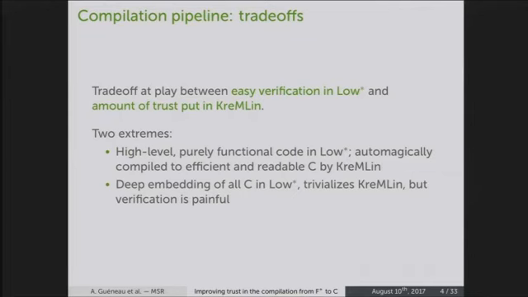At this stage, the C code can be printed out and fed to a C compiler such as GCC, Clang or CompCert. At the moment, KreMLin is part of the trusted computing base, which means we trust KreMLin for what it does. KreMLin is, in fact, at the center of a trade-off in applying this compilation scheme, which is a trade-off between easy verification in Low-star and the amount of trust we put in KreMLin.